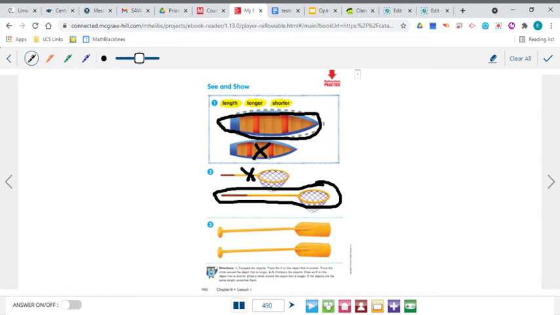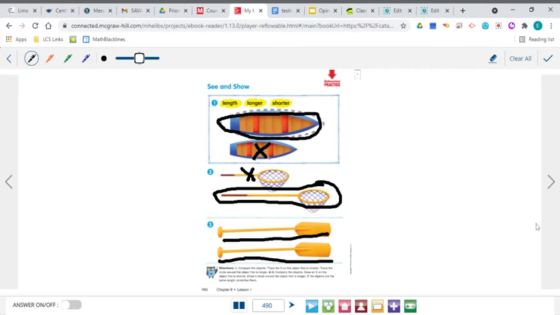Now, for example number 3, those are oars or paddles that you would use on that boat. Your directions are to draw an X on the one that is shorter, draw a circle around the one that is longer, or if the objects are the same length, then you underline them. These two oars or paddles are the same length, so we're just going to draw a line underneath them. They are the same length, the same size.